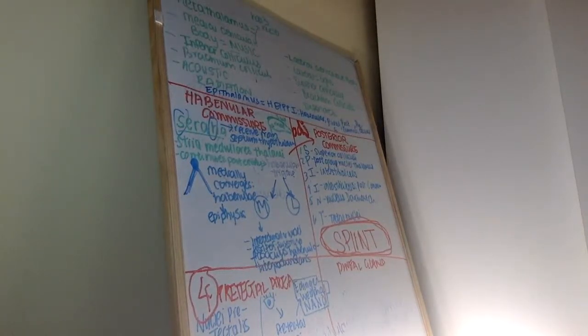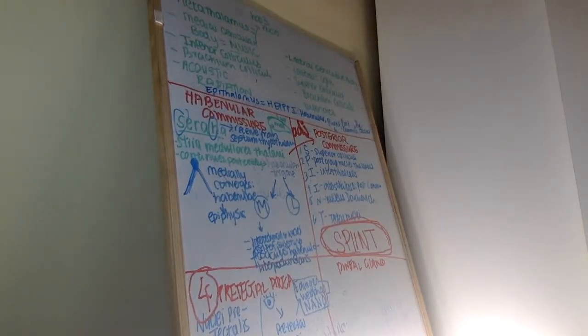In terms of the lateral geniculate body, because it starts with L, remember that's to do with light. Our lateral geniculate body is connected to our superior colliculus, which is to do with vision, via the brachium of the superior colliculus. That's all you need to know for the metathalamus, but if we start to look at the epithalamus, it's a bit more complicated.